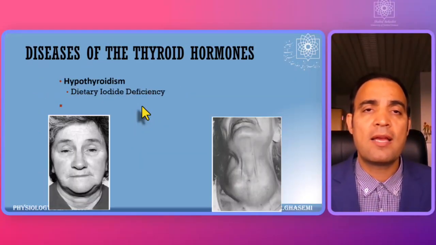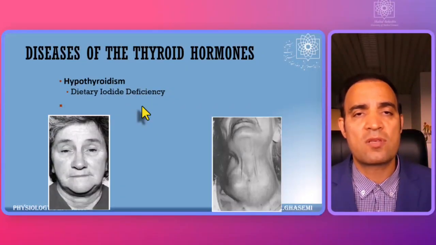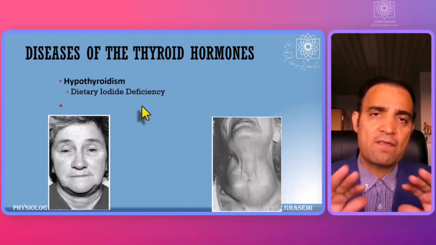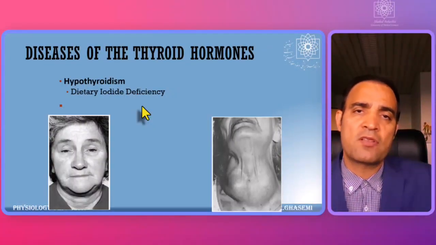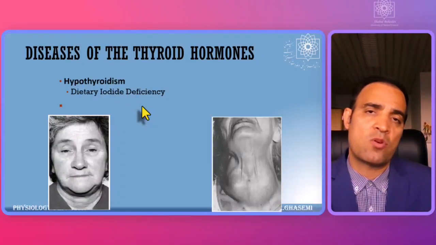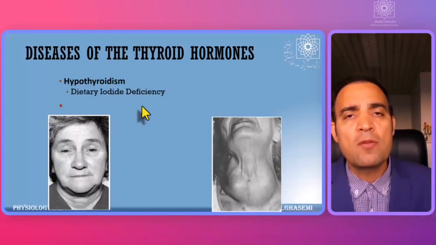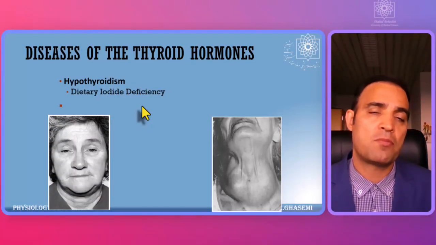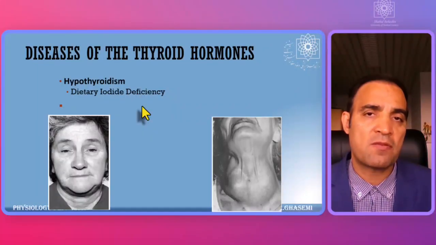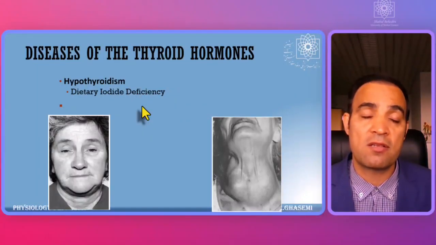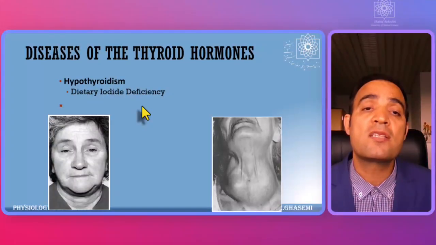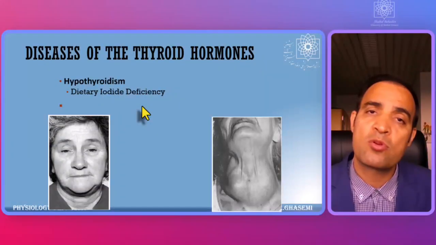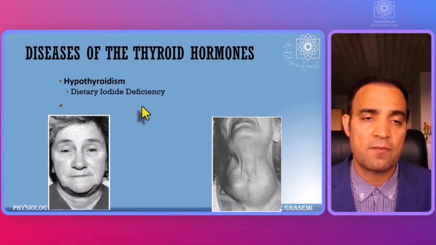And at the end of this part, I want to tell you something about the diseases of thyroid hormone. I told you that we have hyperproduction or hypoproduction of thyroid hormone, hyperthyroidism or hypothyroidism. Hypothyroidism can take place because of several etiological factors, such as dietary iodine deficiency, problems in the production of the thyroid hormone, or any other reason.